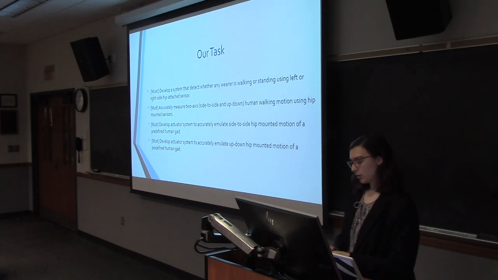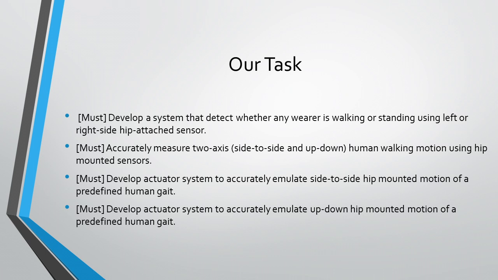We were given a list of requirements that were necessary for our project. First, we were to develop a system that could sense if a person was actively moving or staying in one place using a sensor attached to the hip. Also, we were to use this system to collect accurate data for the human walking motion y-axis, up and down, and x-axis, side to side. Lastly, we had to develop a system to replicate the motion for the up and down gait and a system to replicate the side to side gait of a walking human being.